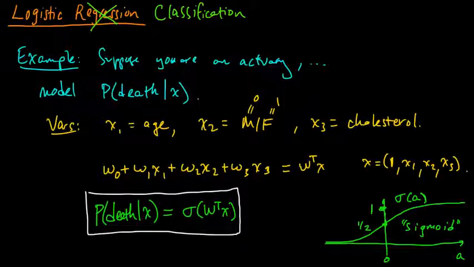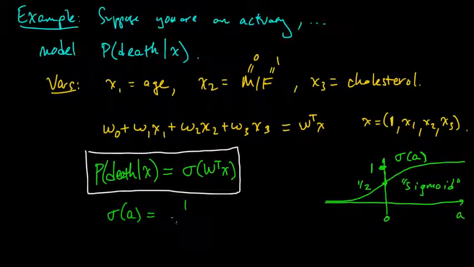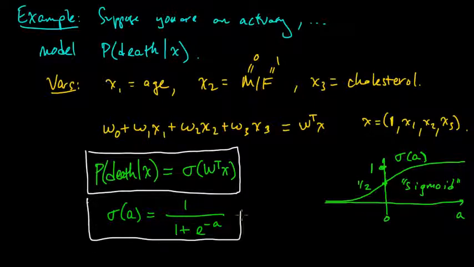Well, I have to tell you what sigma is. There is a standard choice of sigma. Sigma of a is what's called the logistic function, and hence the name logistic regression. Sigma of a is 1 over 1 plus e to the minus a. This is called the logistic function.